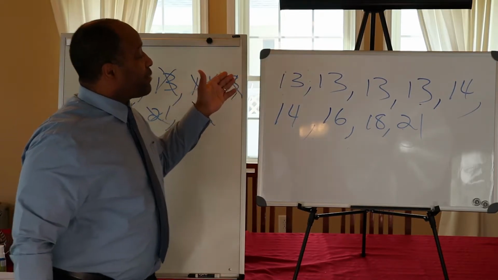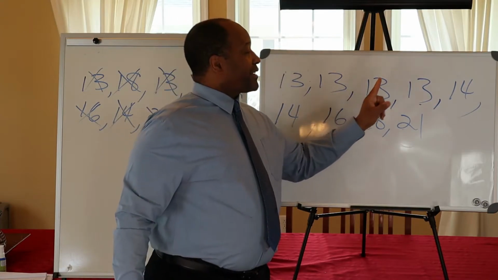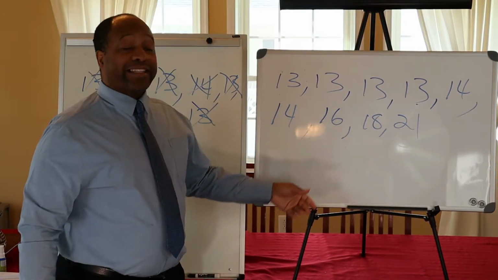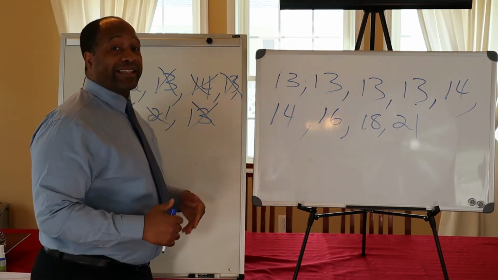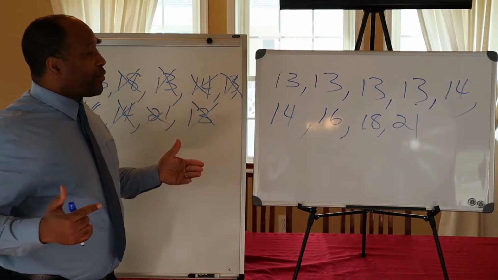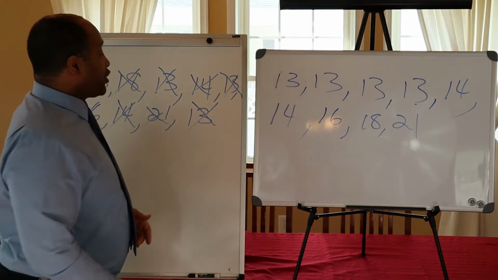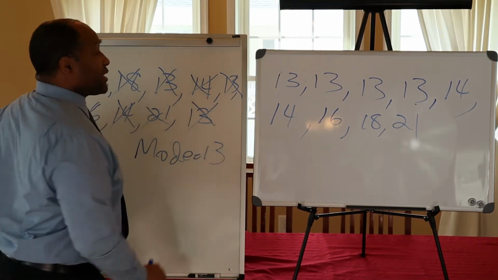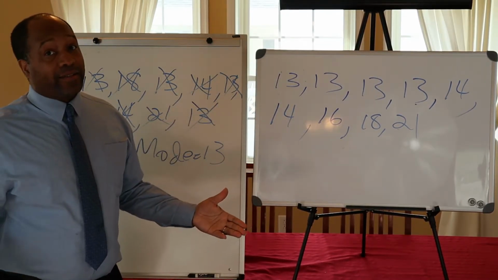When I'm looking at these numbers again, all in order, I have 13, 13, 13, 13, 14, 14, 16, 18, 21. If I need to calculate my mode, I'm looking at the most frequent number. I have 4 13s. So that would be my mode. Your mode in this case is 13.